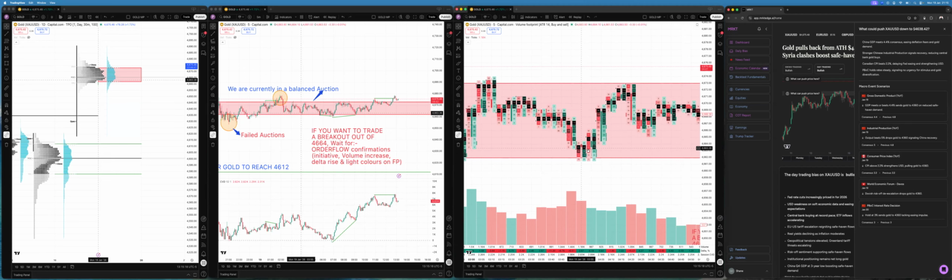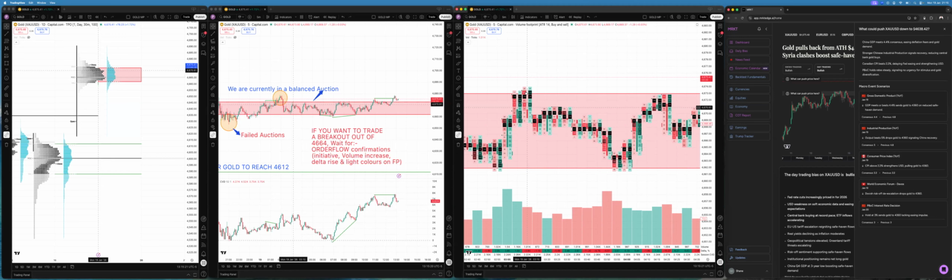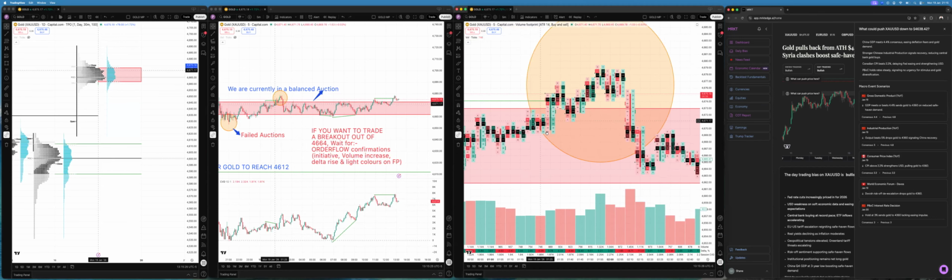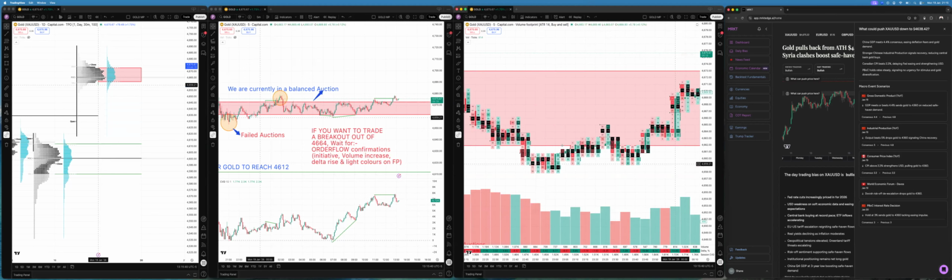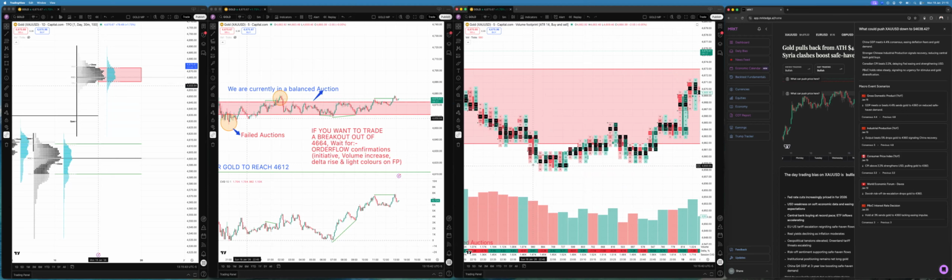You see rejection, rejection, dark colors, rejection, slight dark colors on the top side. You can see this one, we broke with light colors, but as you're approaching, dark colors on the bottom side. Now, as we're trying to move up, dark colors, dark colors. This one, we broke. Now, this is a good example of a failed auction. We broke, and as we're breaking, what is happening to volume? Volume is reducing.